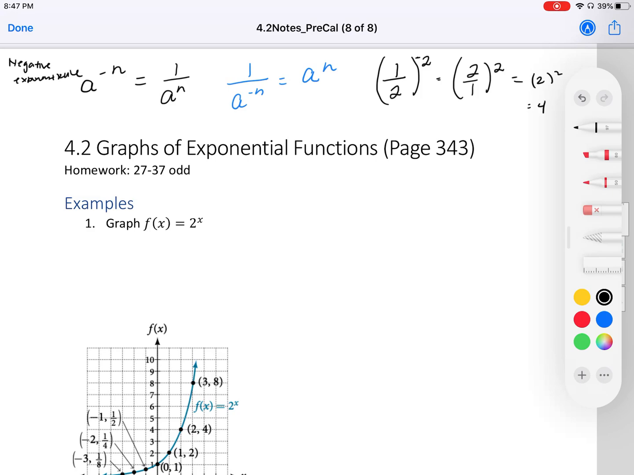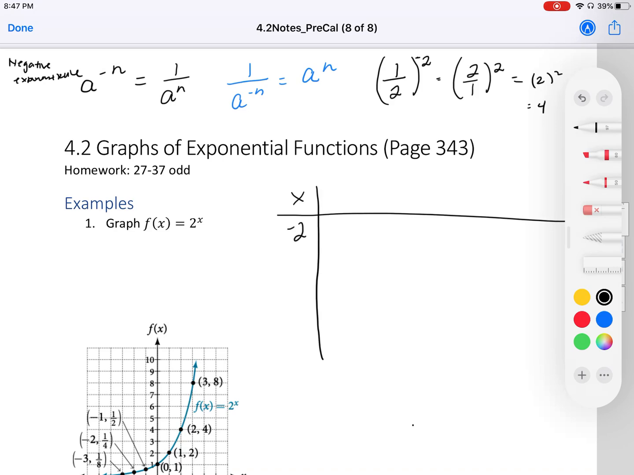Okay, let's continue with 4.2. So let's first show off with these two examples. First, we want to graph f of x equals 2 to the x power. We have had a quick introduction about exponential functions in 4.1. So like anything that's new to us, to graph it, we can always make a chart. So we want some positive and negative values for x.